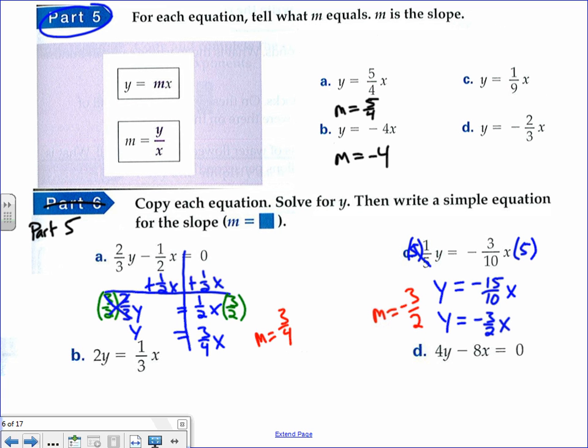All right, go ahead and finish the problems for part 5 that we haven't finished here already. When you have them all correct, you can move on and review a different part. So go ahead and finish those, please.